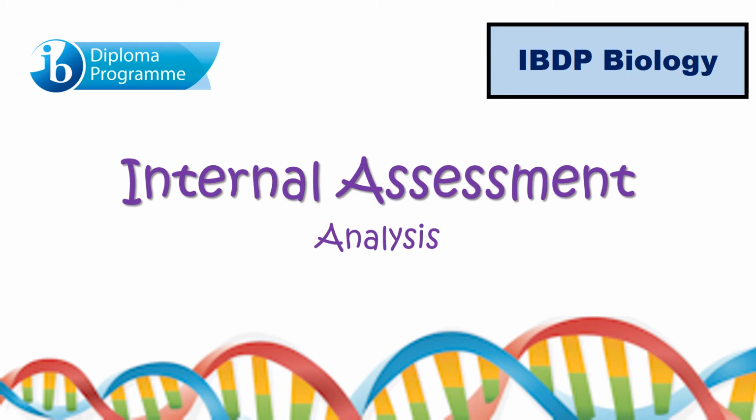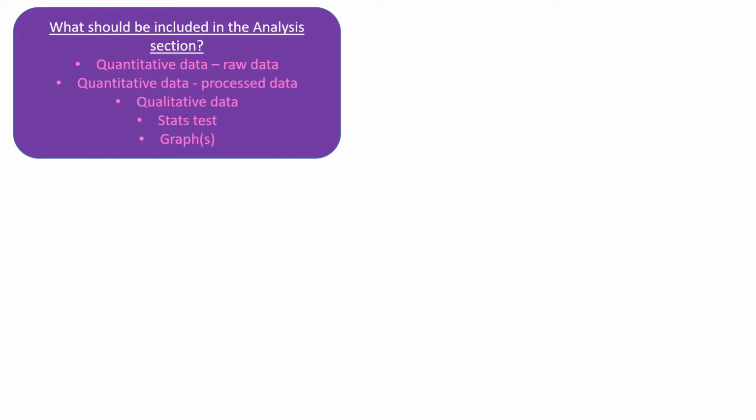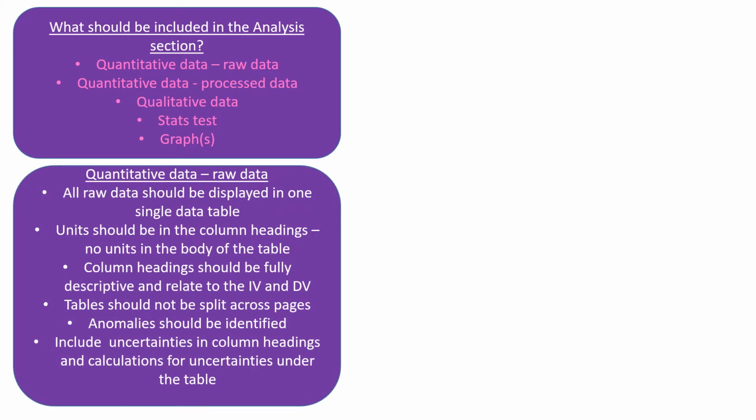And welcome to the IB Biology IA analysis video. So, what should be included? Your quantitative raw data, your quantitative process data, qualitative data, you need to do a stats test, and there should be a graph. We're going to go through each of these sections in detail.